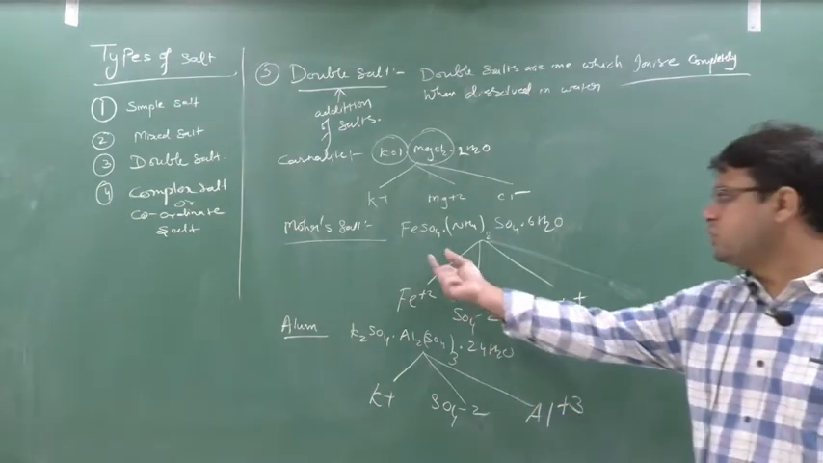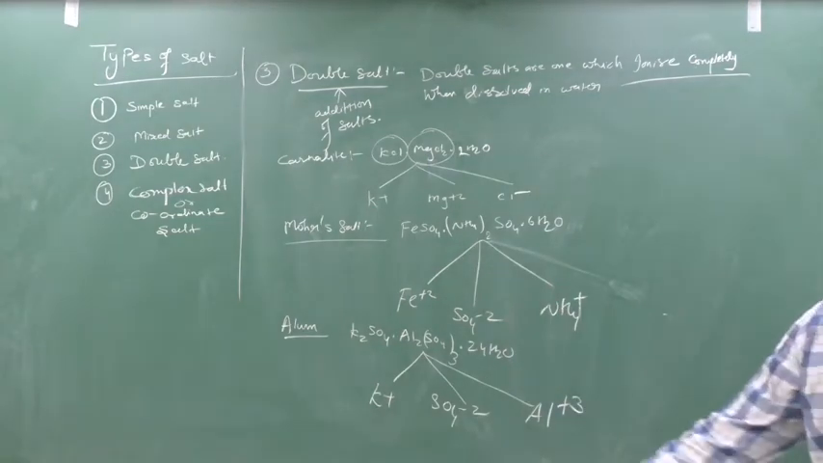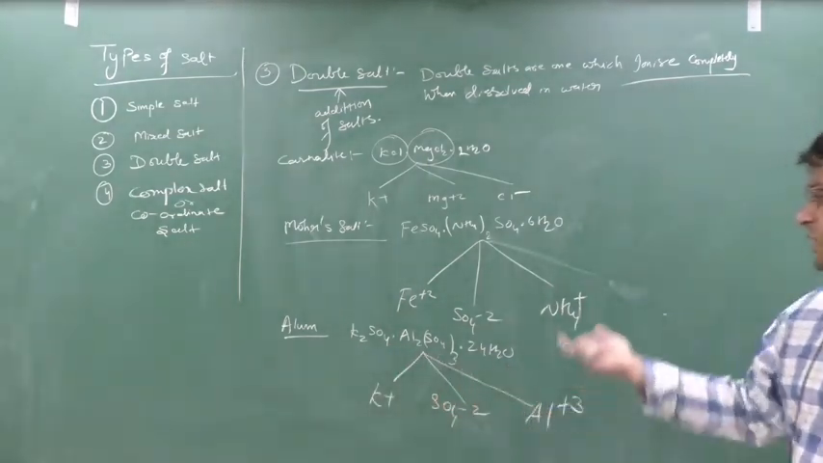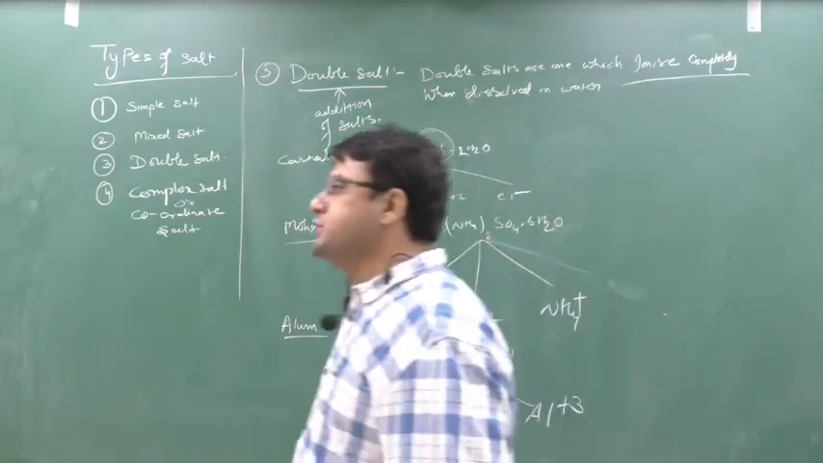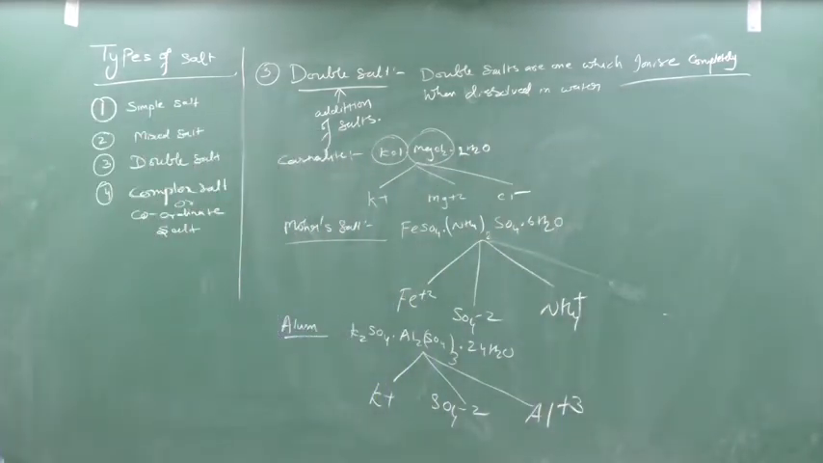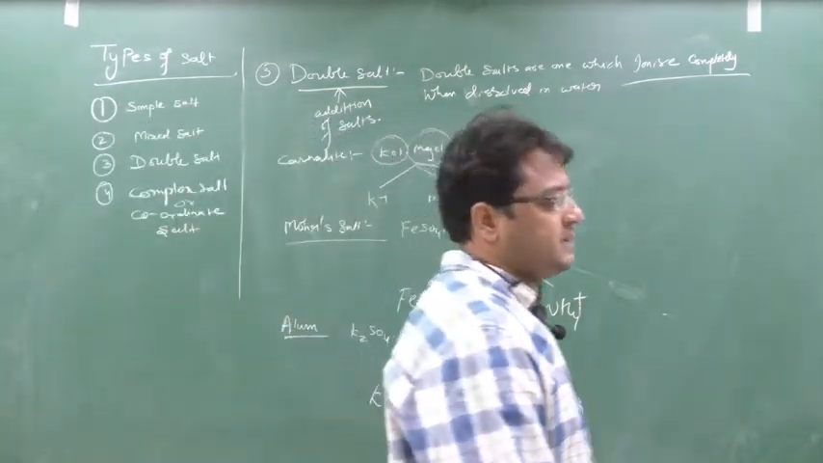See here also, one salt is FeSO4, another salt is (NH4)2SO4. Here also, one salt is K2SO4, the other Al2(SO4)3·24H2O. So these are nothing but examples of double salts. A double salt is one which ionizes completely, which will liberate all its cations and anions that are with it.